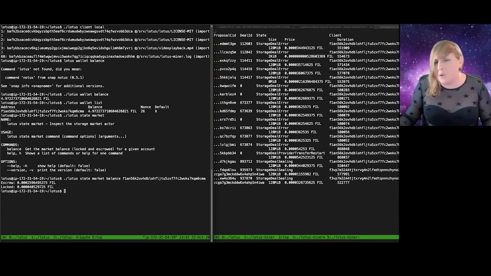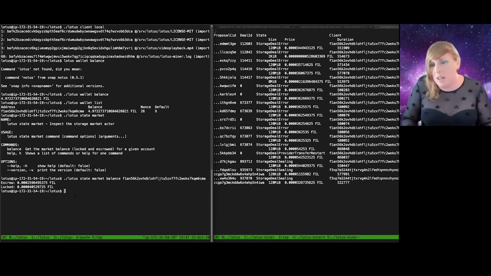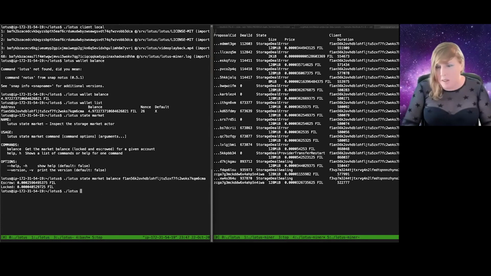Now, the reason I've got money in escrow already is because of some previous deals that I made mistakes on and that errored out, and so they're still in escrow. Pretty soon you will be able to get those back out with a command, which I think is Lotus wallet withdraw funds, but is not available in the last Lotus release, and that'll move it out of the storage market actor. But I'm not going to do that right now. Let's just make a deal.